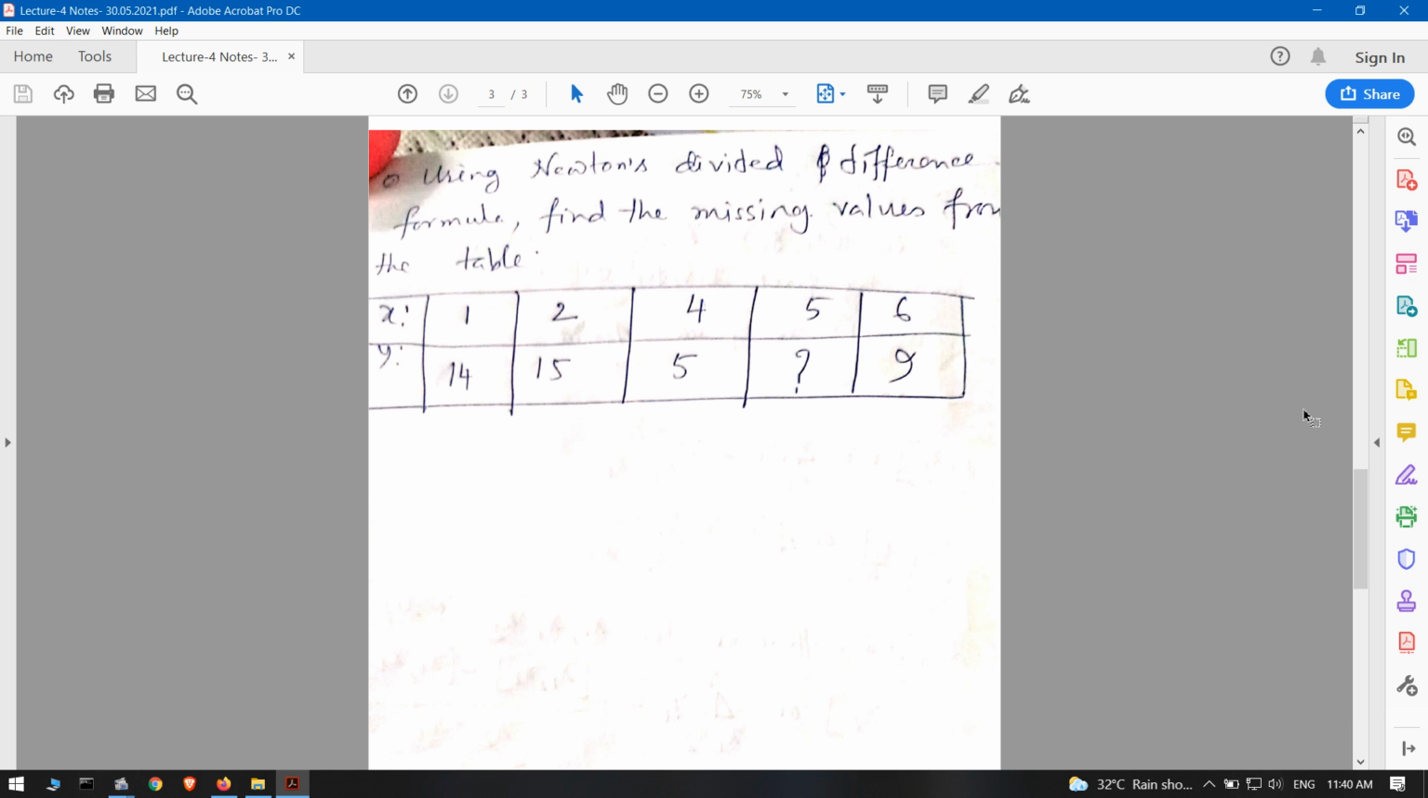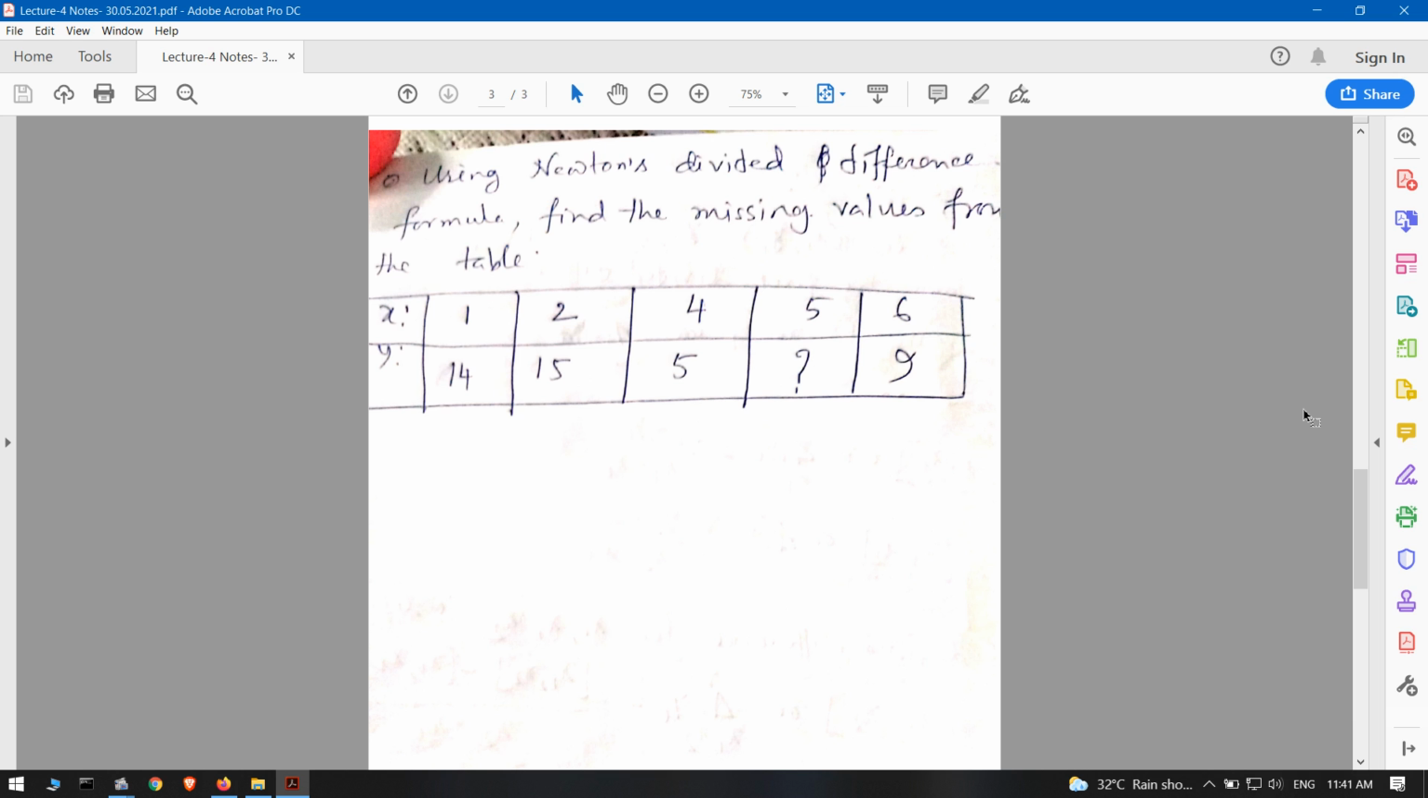and then 9. So it is given that for x equal to 1 the value is 14, for x equal to 2 the value is 15, for x equal to 4 the value is 15, for x equal to 5 we have to calculate, so don't take it within the table. Then for x equal to 6 the value is 9. So the first column is 1, 2, 4, 6. The second column is 14, 15, 5, 9.